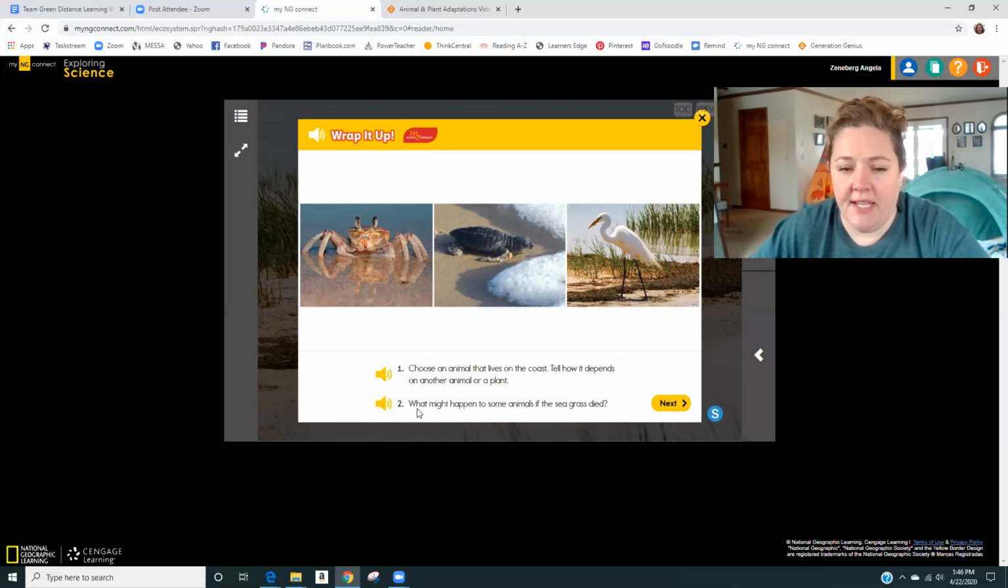Now the next question says, what might happen to some of the animals if the seagrass died? So we talked about the seagrass in the picture and what it provides for the animals in this environment. We talked about that the seagrass can be eaten to provide food and energy for some of the other animals. It also can be used as a shelter for some of these animals. The crab, the turtle, little fish might go there in search of shelter to stay protected from the animals who are trying to eat it.